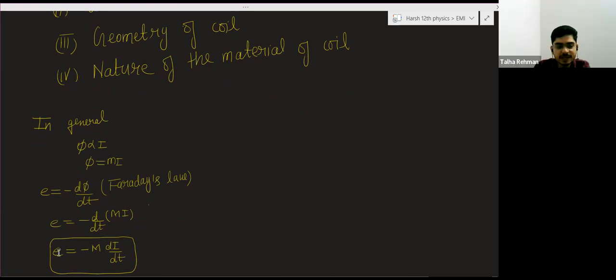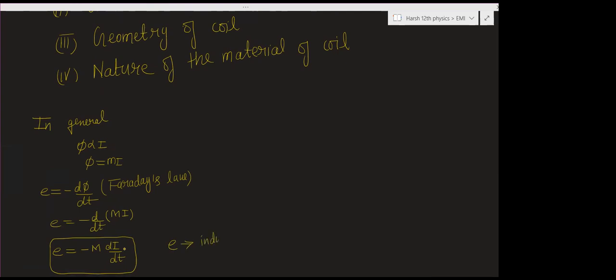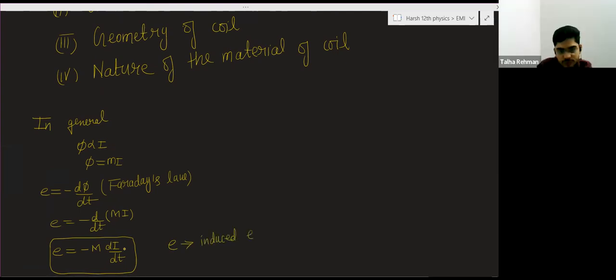So we can say the EMF induced, E, is the induced EMF in coil 2, and it is given by minus M di by dt. What is E? E is the induced EMF in coil number 2.